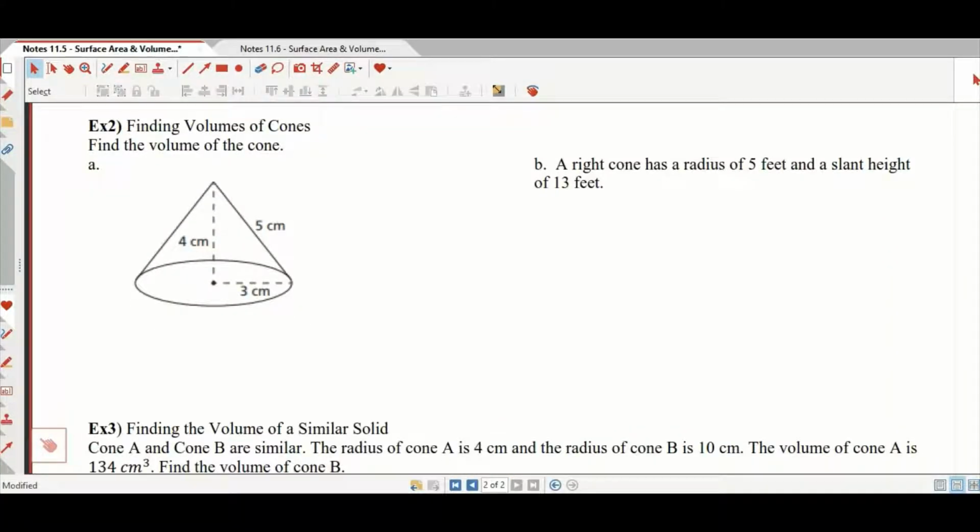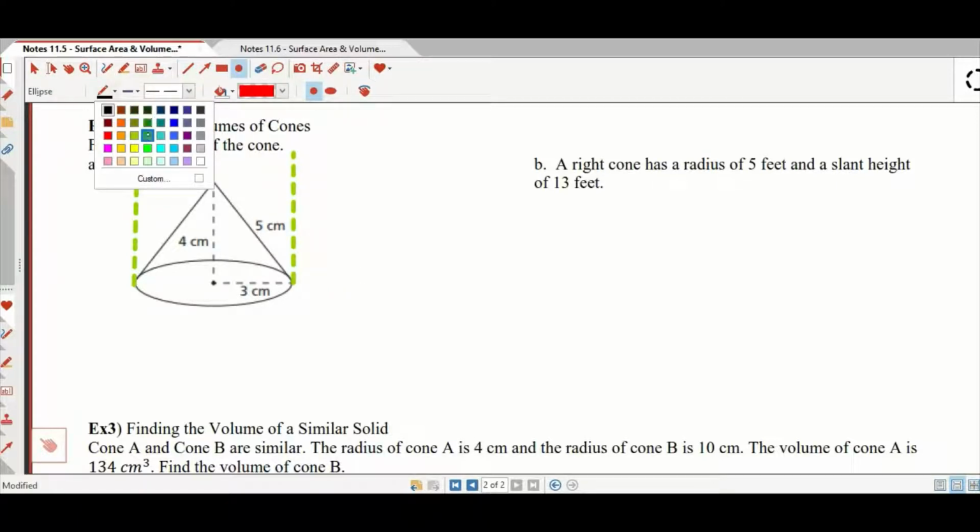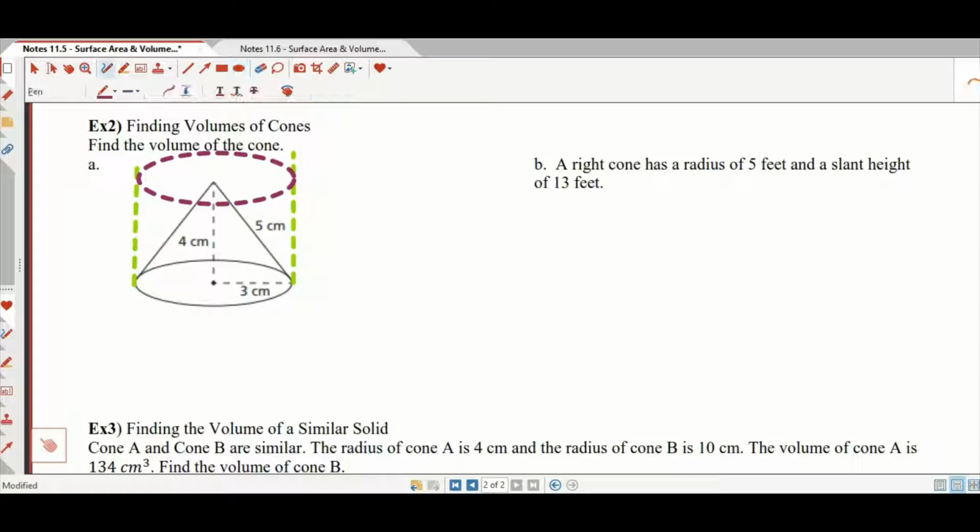The volumes, again, we're going to find the volume of this. So the idea here is that if you find the volume of a cylinder that fits around the cone, if you can find the volume of that cylinder, the cone is going to be a third of that.